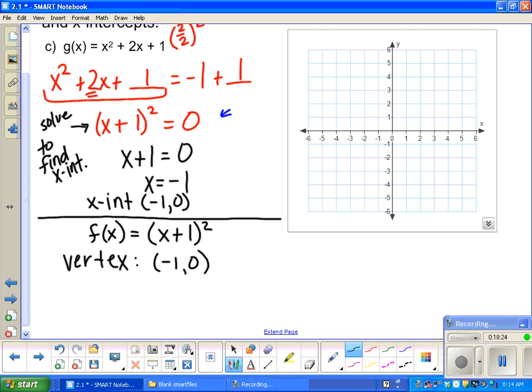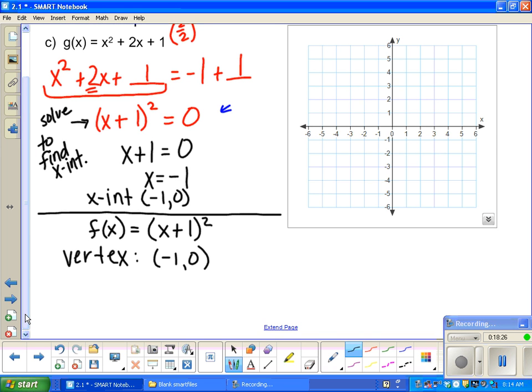So now I do my t-chart. I'm going to do my t-chart with (-1, 0) in the middle. I'm going to choose 2 x values less and 2 x values greater. Now what do I do? Plug it in. So it's -2 squared, and give me 4. Plug in -2, gives me 1, 1, 4.